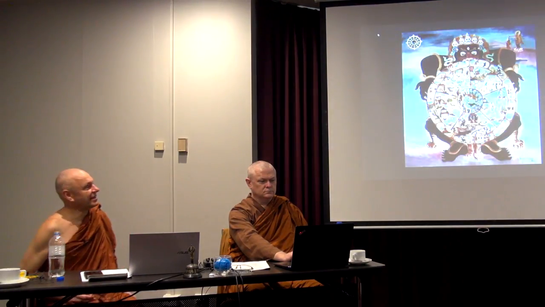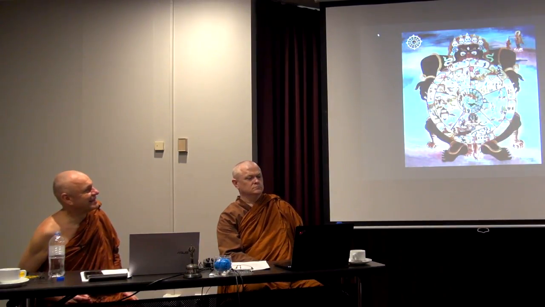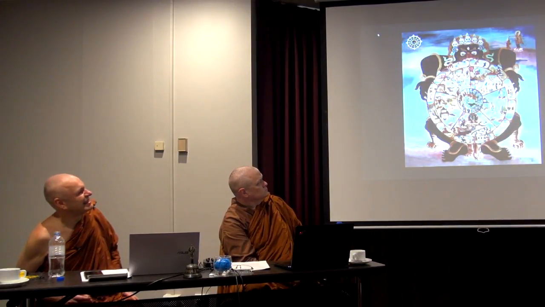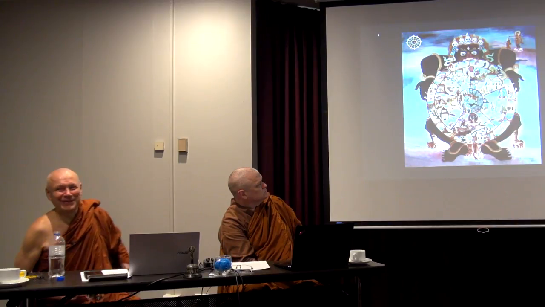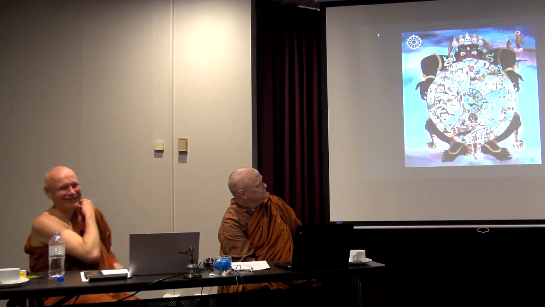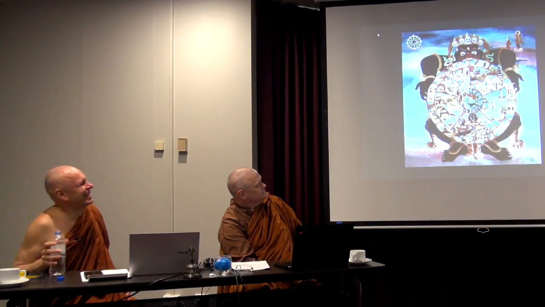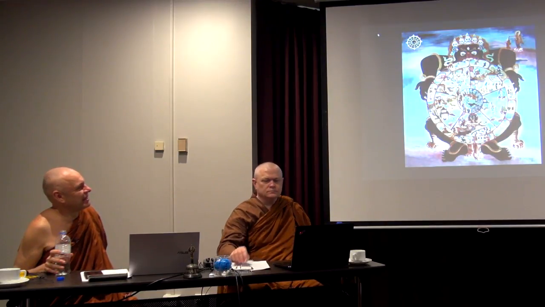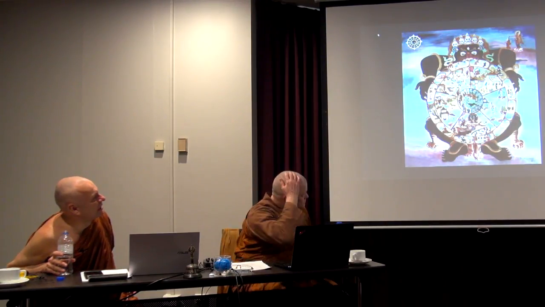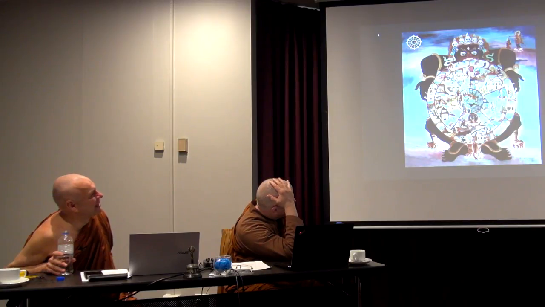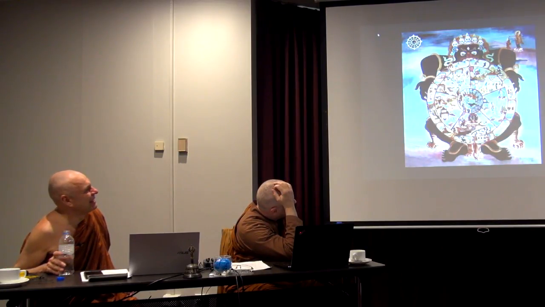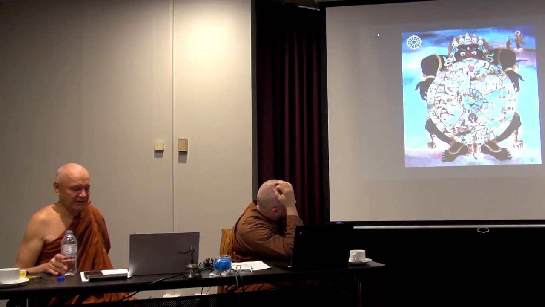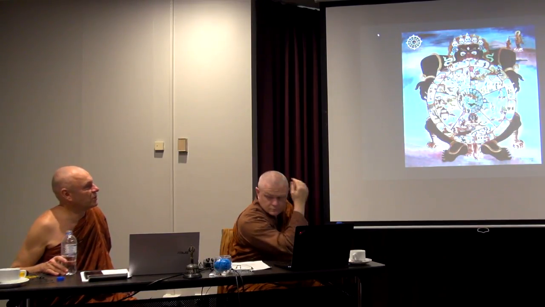And this is what it looks like in artistic form. So this is what it feels like. Whoa, that's pretty scary, maybe. You see the outer rim there is the 12 factors of dependent origination. If you look carefully, you will be able to see the various factors depicted in certain ways. And at the very center of the wheel, you have the greed, hatred, and delusion, which are considered the three roots of the problem.